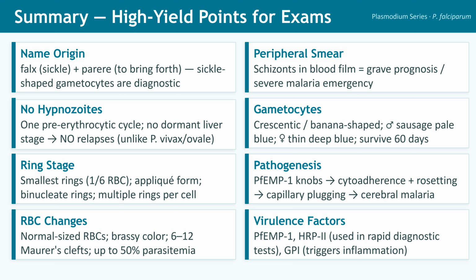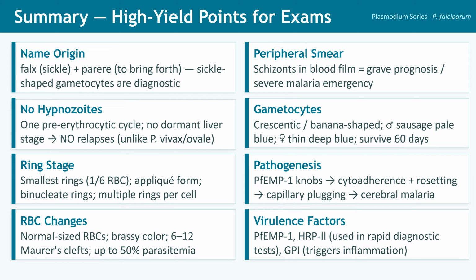Okay, now let's quickly summarize the whole topic. The name arises from the sickle-shaped gametocyte, which is also a diagnostic feature of Plasmodium falciparum. There is only one pre-erythrocytic cycle and no dormant liver stage, so there is no relapse, unlike in vivax and ovale. The smallest ring stage presents as a binucleated ring, with multiple rings per cell, and the infected RBC is normal in size with brassy color and 6 to 12 Maurer's clefts, with up to 50% parasitemia.